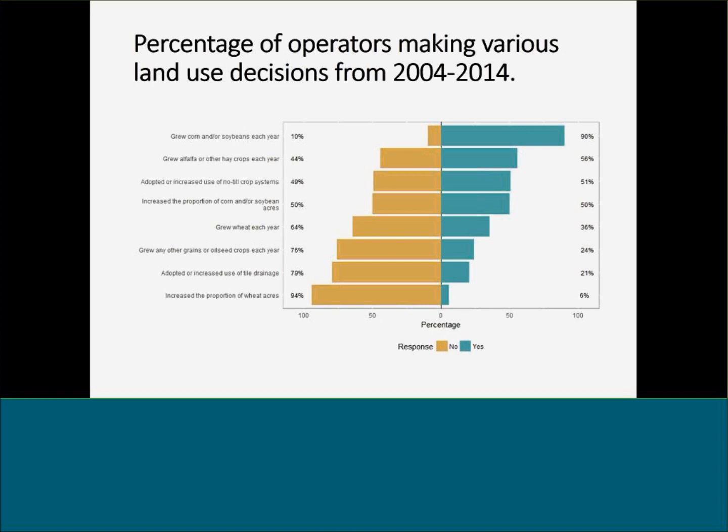Quite a bit of adoption of no-till. About 50%, about half of them reported increasing their proportion of corn or soybean acres, a minority growing wheat each year, oil seeds, not so much, still a fairly small percentage either adopting or increasing tile drainage, and relatively few actually increasing their wheat acreage over the 10-year period of the survey. So the survey was done in 2015, and we asked them questions about their land use over the past decade, the past 10 growing seasons, so 2004 to 2014.